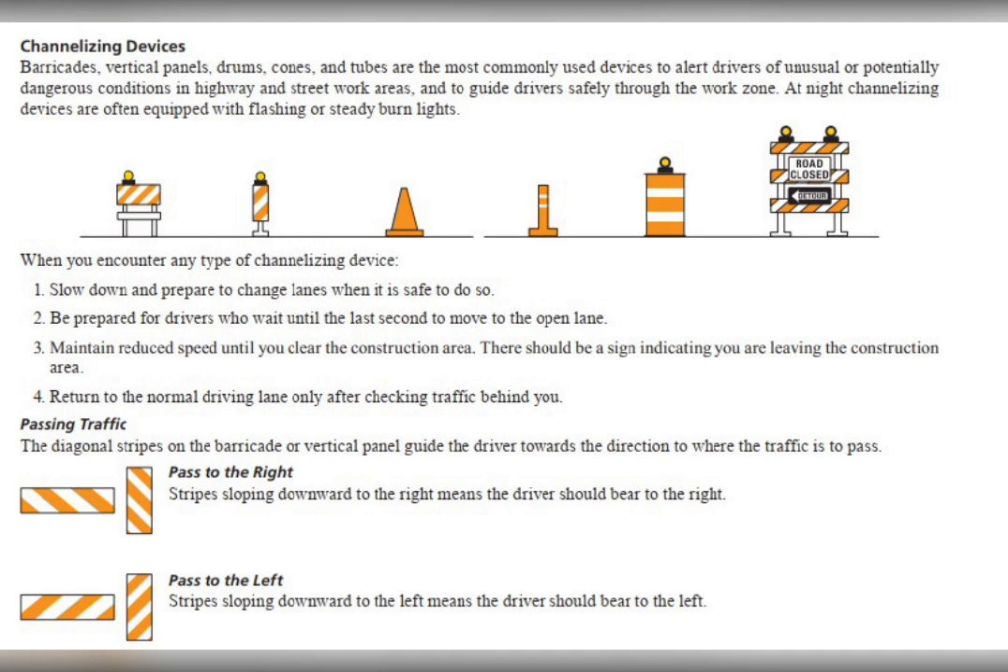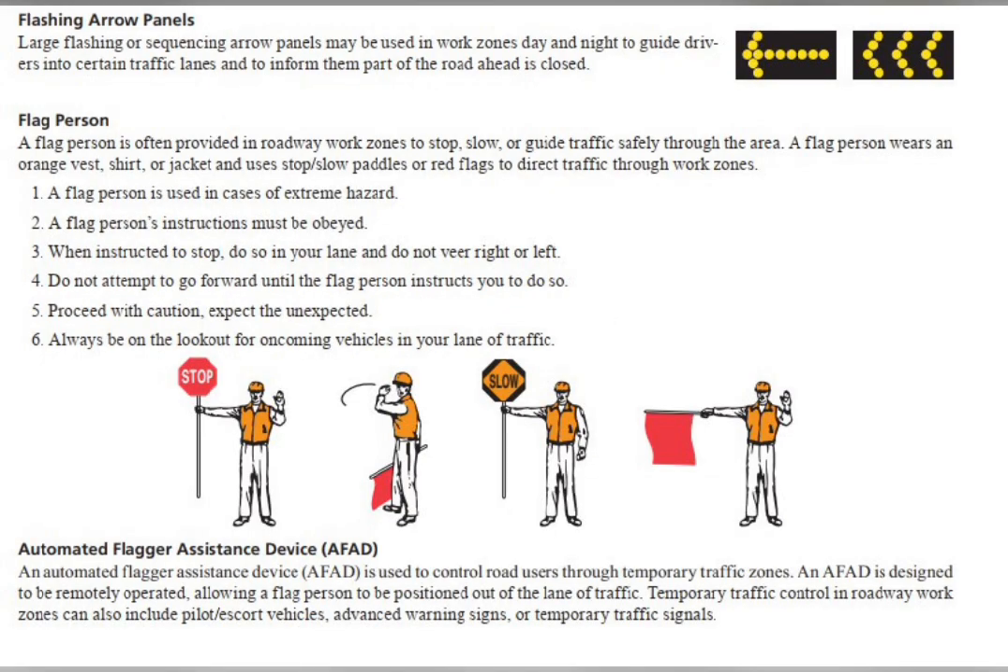Passing traffic. The diagonal stripes on the barricade or vertical panel guide the driver towards the direction to where the traffic is to pass. Pass to the right: stripes sloping downward to the right means the driver should bear to the right. Pass to the left: stripes sloping downward to the left means the driver should bear to the left. Flashing arrow panels. Large flashing or sequencing arrow panels may be used in work zones day and night to guide drivers into certain traffic lanes and to inform them part of the road ahead is closed.